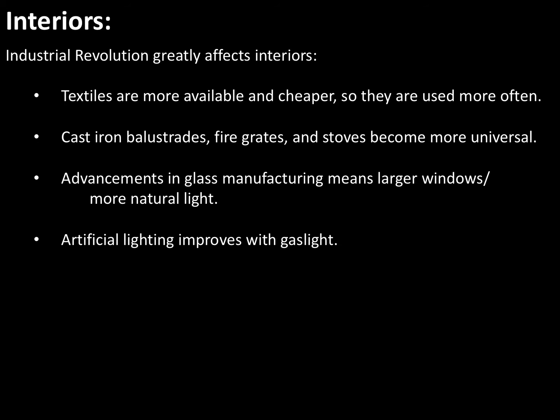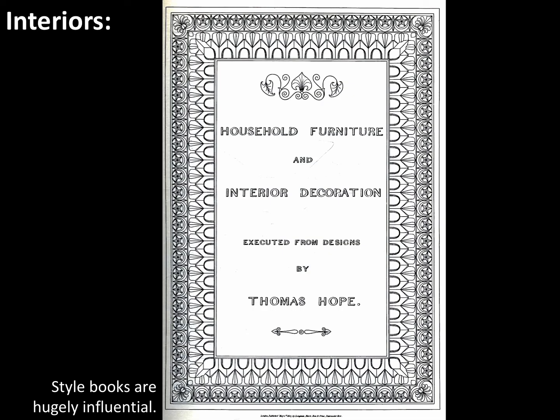And the innovations of the Industrial Revolution had a really big effect with interiors because textiles were cheaper and more available, because you had the technology of cast iron, so you could do balustrades and fire grates and stoves. Glass manufacturing is improving, so you can have larger pieces of glass, larger windows, and more natural light. And the innovation of gaslight means that now we can have artificial lighting indoors that is not simply a burning candle wick. Books documenting interior style became highly influential.